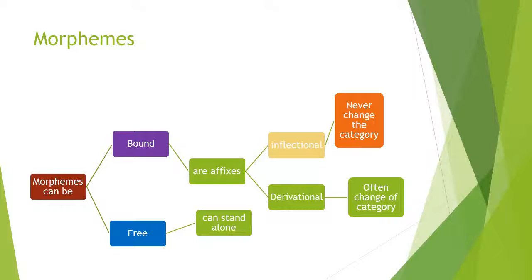As you see in the diagram, morphemes can be bound or free. Free morphemes can stand alone with a specific meaning. For example, the words eat, date, week. While bound morphemes are affixes that can be inflectional or derivational. Bound morphemes cannot stand alone with meaning.